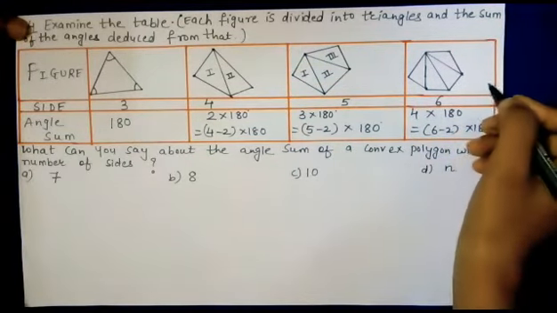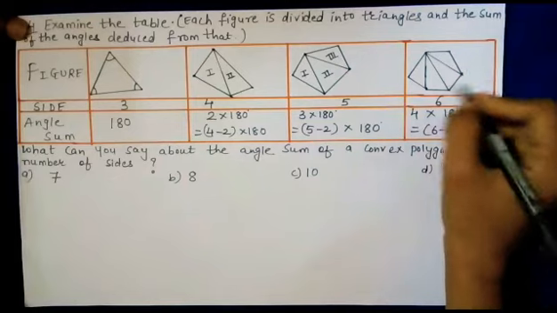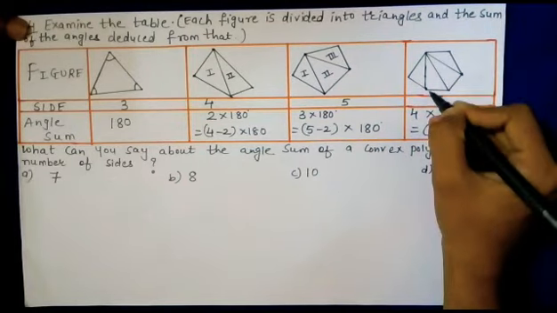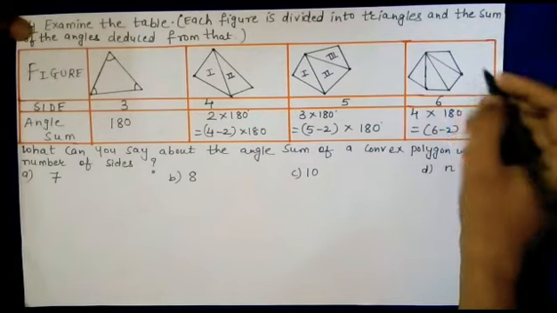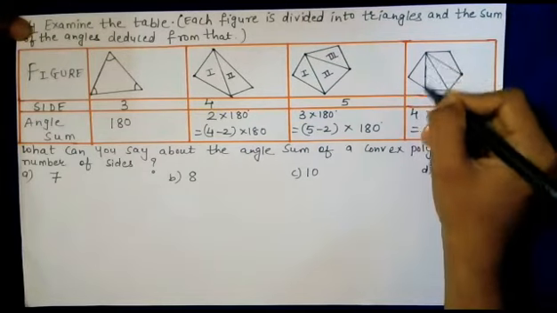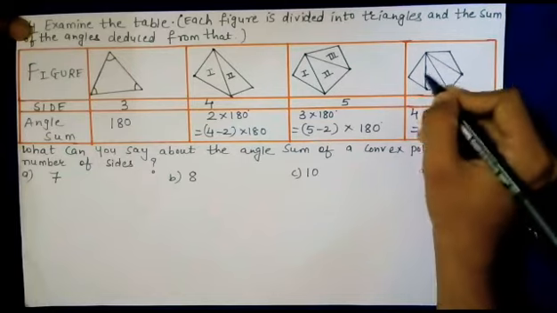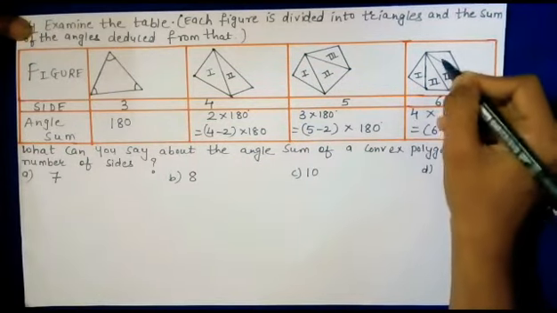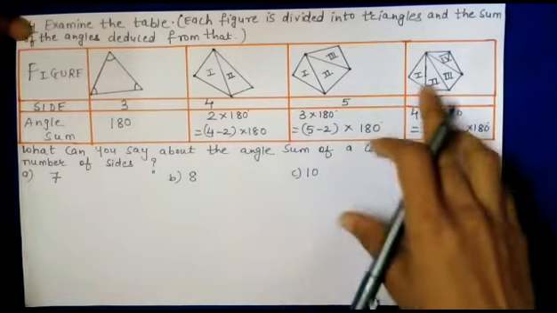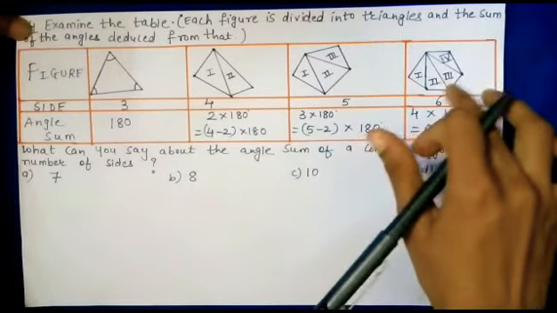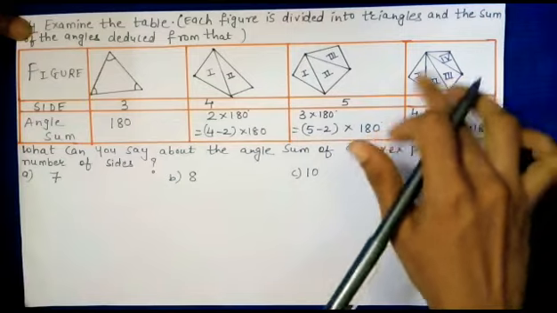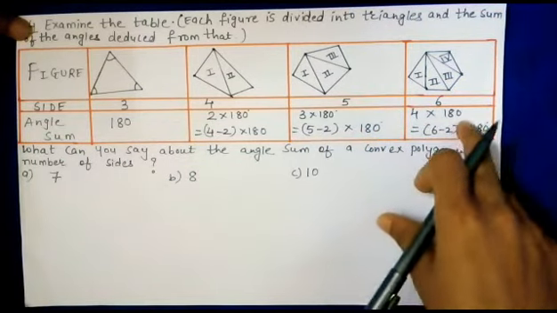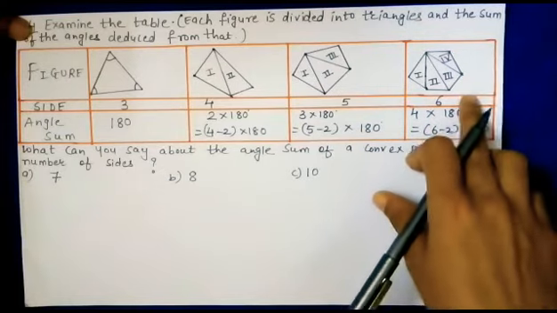Now moving ahead to the fourth figure, here there are total 6 sides. You can count 1, 2, 3, 4, 5 and 6. There are total 6 sides and this figure, if we cut it into triangles, we will get total 1, 2, 3 and 4 triangles. So there are total 4 triangles in this figure. So the total angle sum will be 4 times 180, 4 into 180, or number of sides minus 2 into 180.